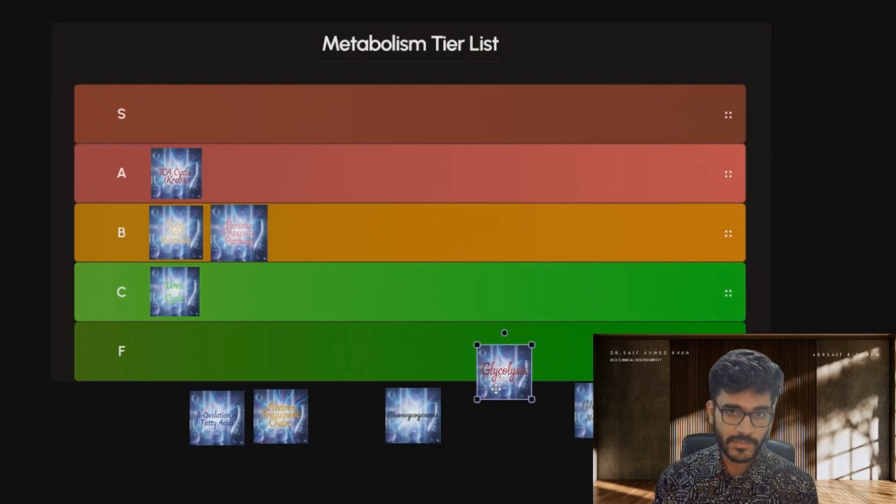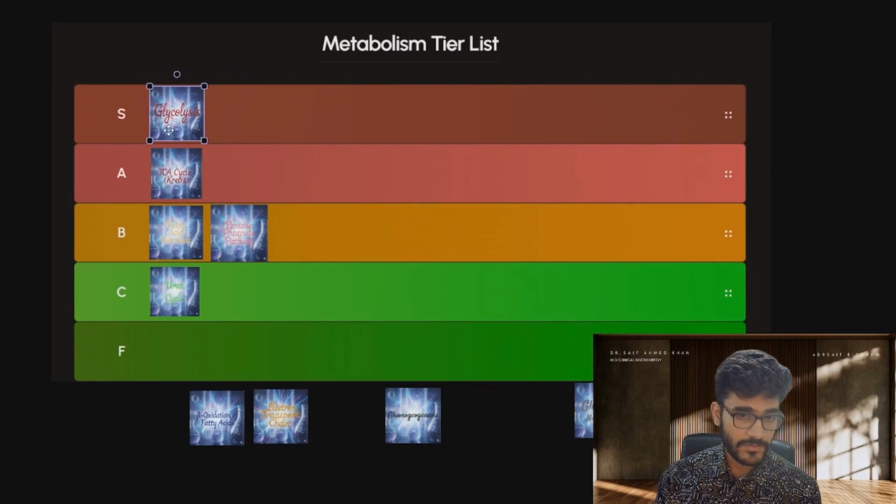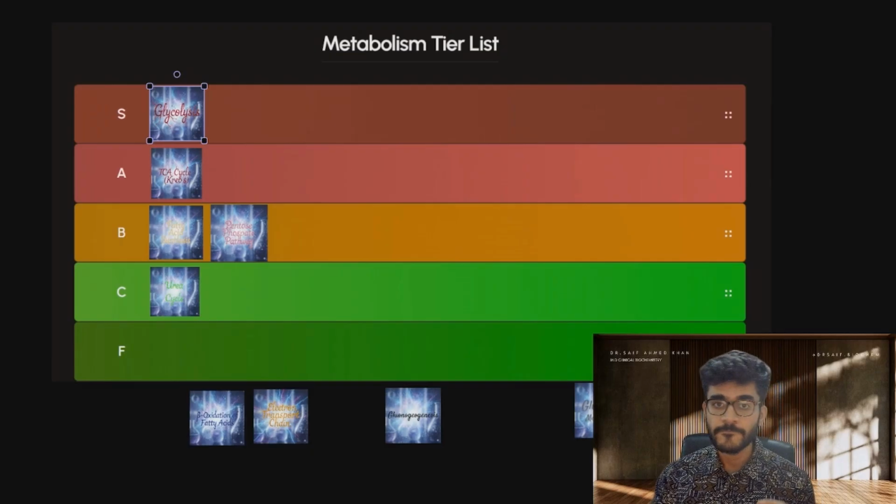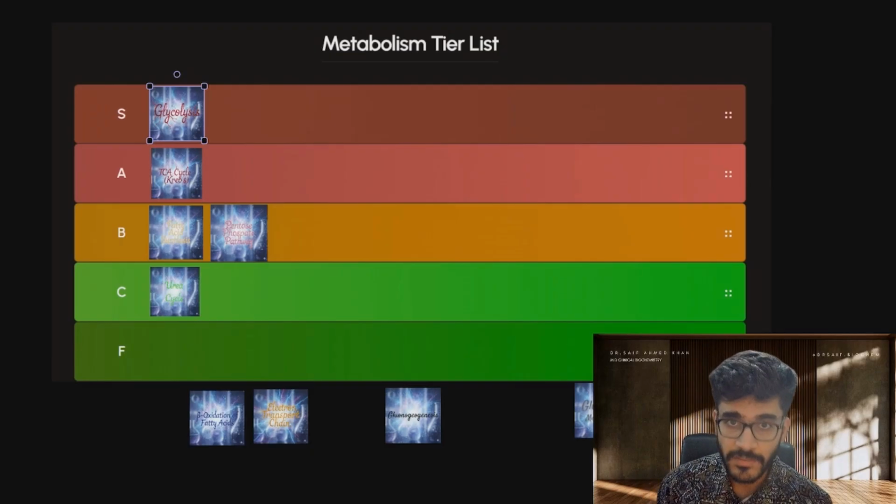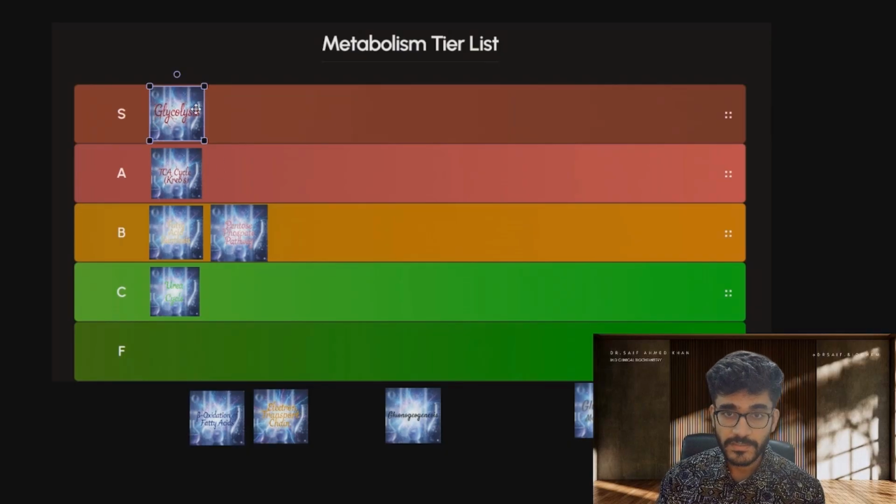And I feel without even discussing, we can directly put it into the S tier. And why? Because it is highly centralized, highly integrated, and it's producing lots of ATP. And at the same time, it is generating NADH, FADH2, which are going into electron transport chain for even more ATP. Another unique thing is that it is active in all cells, and it is active in all environments, be it aerobic, anaerobic, you name it. It deserves the S tier, I feel.